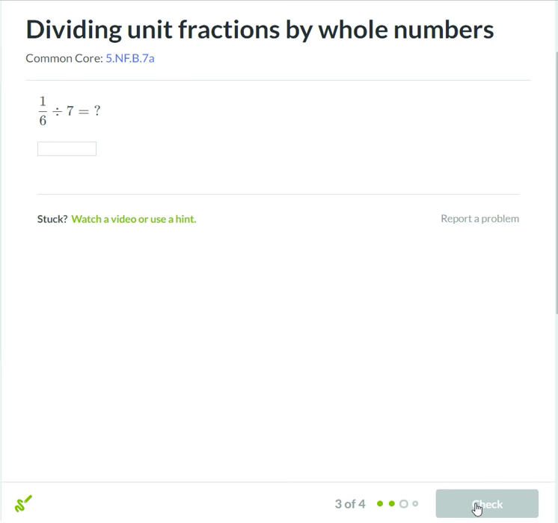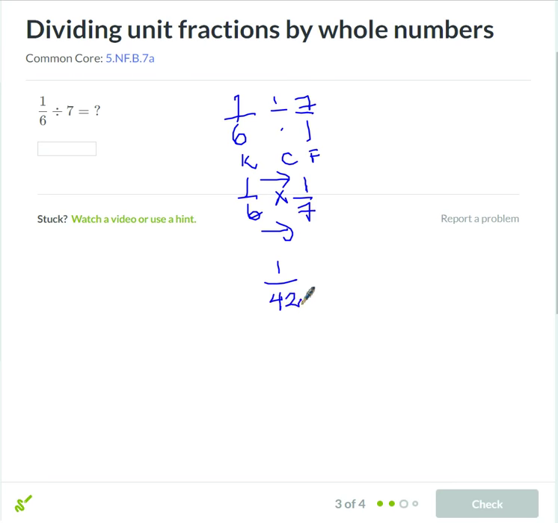Next, 1/6 divided by 7. Make it a fraction. Keep, change, and flip. 1 over 6 times 1 over 7 now. Multiply across. 1 times 1 is 1. 6 times 7 is 42. So my answer is 1 over 42.